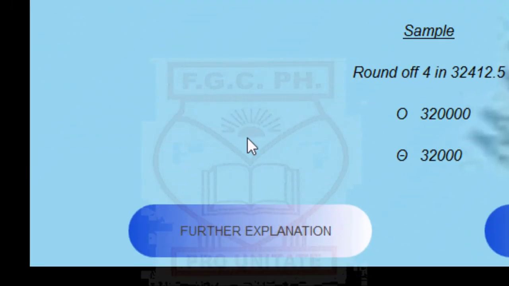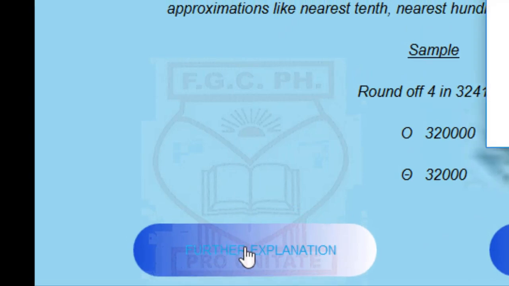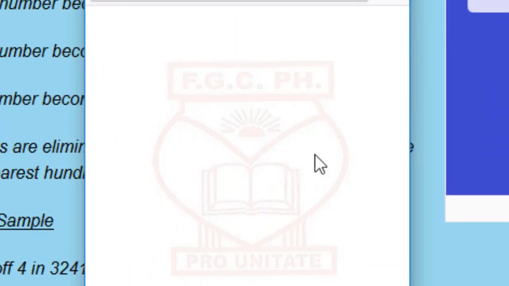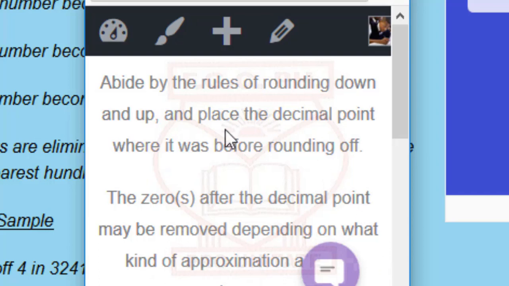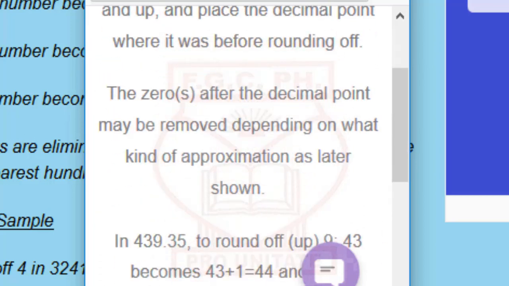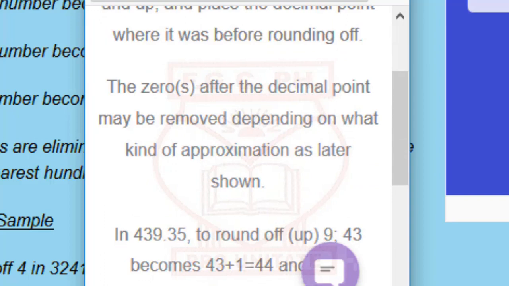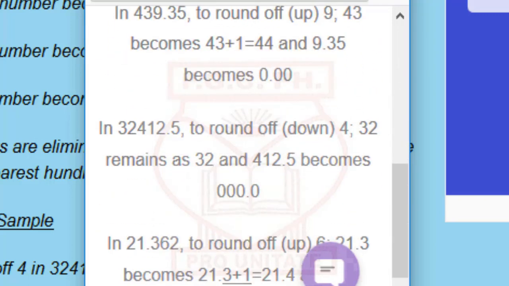On the further explanation page, you would see something quite interesting, and it's just to buttress the same point, and that is to say, abide by the rules of rounding down and up, and place the decimal point where it was before rounding off. The zeros after the decimal point may be removed depending on what kind of approximation you're doing, as shown later. So we got that right.